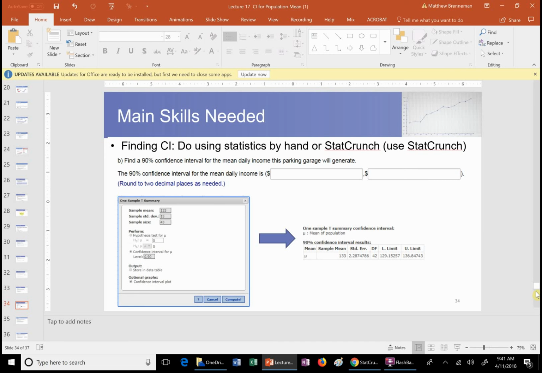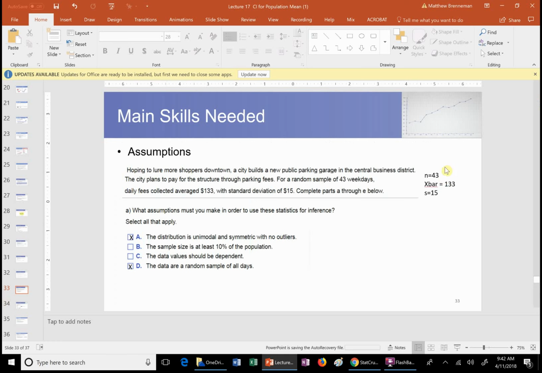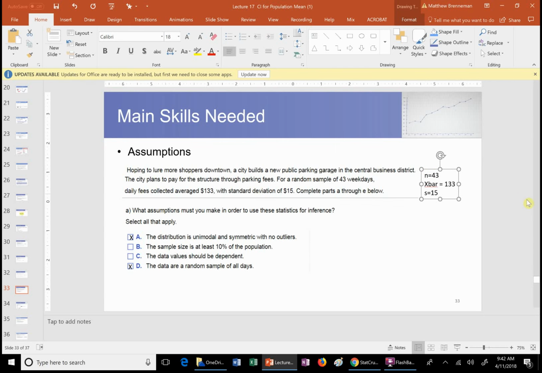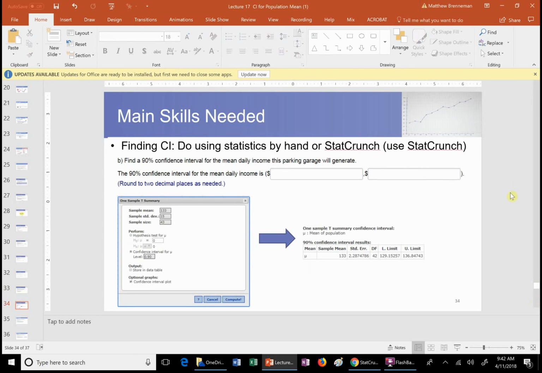So here you can use StatCrunch, or you can do it by hand. I would use StatCrunch. Okay, so here I have a data summary. So what I can do is enter all that information. Remember, we had this information. In fact, this is the information right here, right? I'm just going to go back, copy this, and paste it, and then I'll use that in the problem.